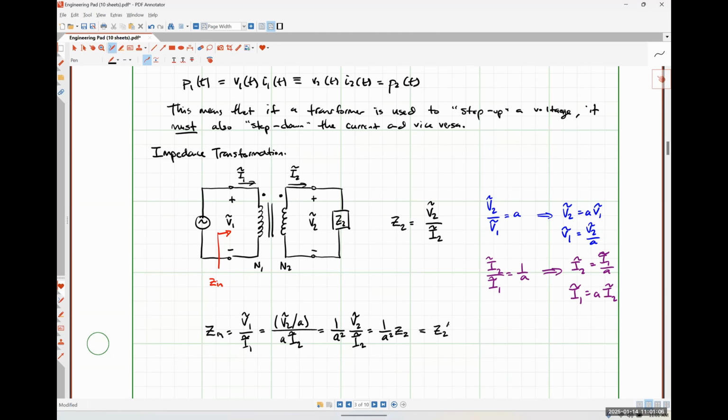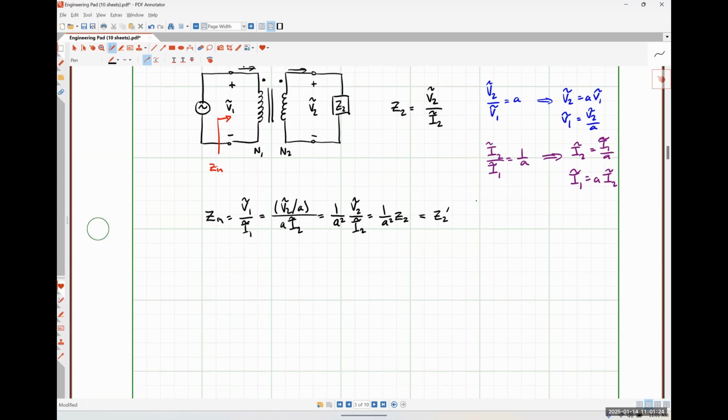So if I want to refer an impedance, generally speaking, from the secondary side of the transformer to the primary side of the transformer, I divide by a factor of A squared. I'm going to write that down underneath here.